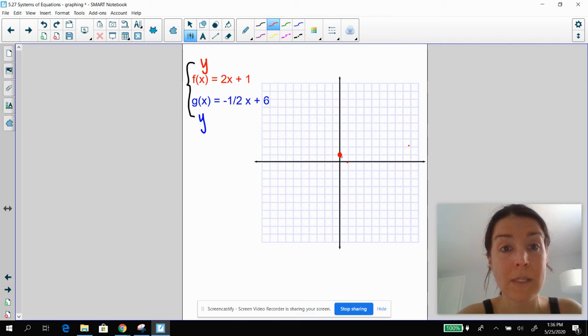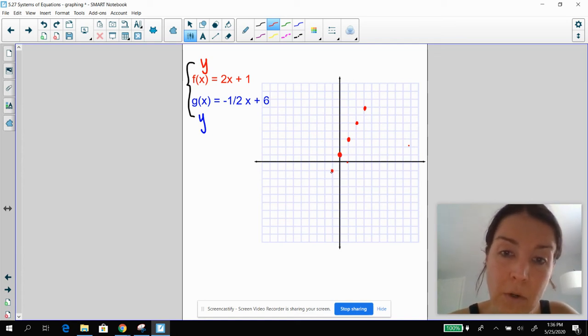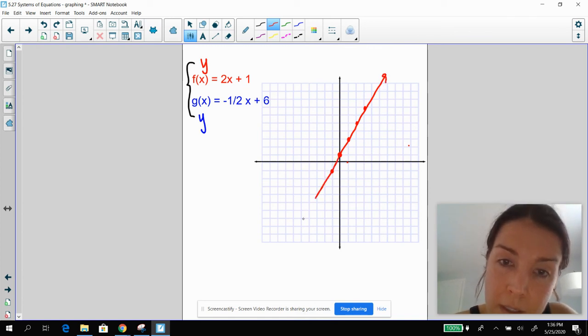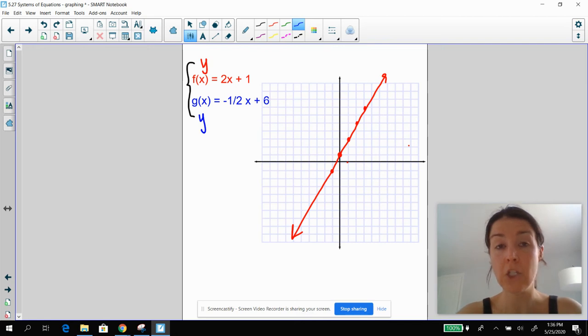So you can go ahead and graph these ones just the way we did before. My y-intercept is 1. I'm going to go up 2 over 1, up 2 over 1, up 2 over 1, and so on. I'm going to go down 2 over 1 just to give myself a little bit more space here. All right. And then I'm going to try my g of x.